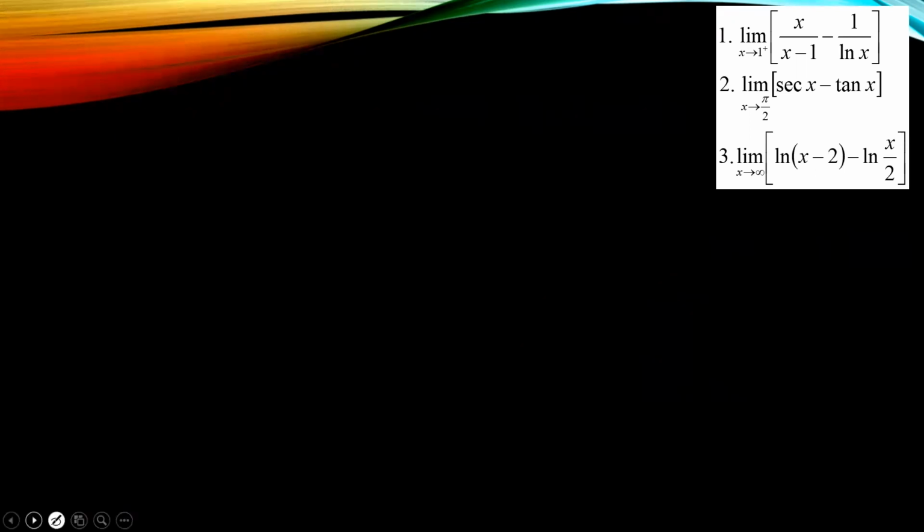Let's go to number 2. When we apply pi over 2, this secant x minus tangent x. When I apply secant, basically that's 1 over cosine, right? Cosine of 90 is 0, therefore it becomes 1 over 0, it's infinity. Tangent, that's sine over cosine again. So this is type number 3.